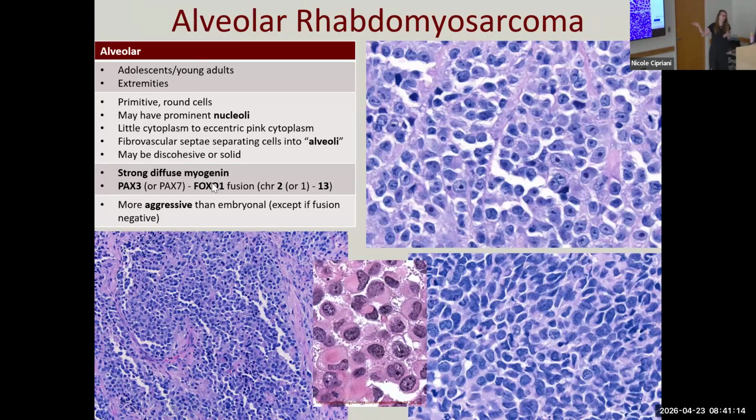It's a kid, so most institutions are going to go for the genetics. Alveolar is PAX3-FOXO1 or PAX7-FOXO1. It doesn't always have to have the alveolations, like the nested growth, but it can be sort of large, plump, and definitely rhabdoid looking with prominent nucleoli. And if it has the fusion, it's going to behave more aggressively.